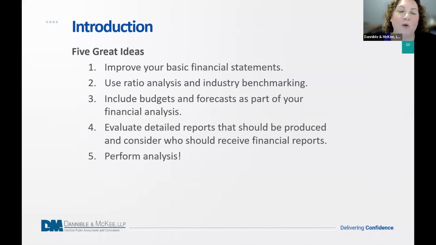And lastly, perform analysis. So don't just spit out all these reports every month. Let's take a step back, perform an analysis of what all of this means and how your business is actually doing compared to budget, compared to industry, etc.